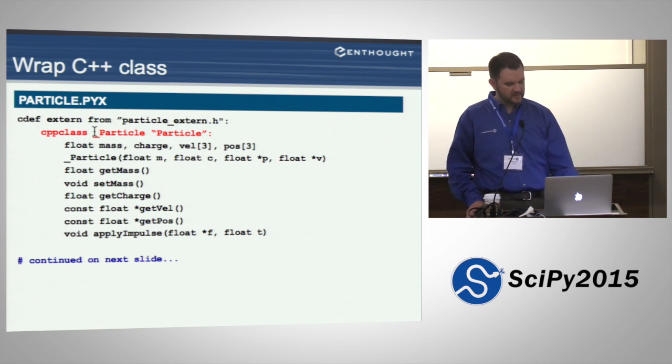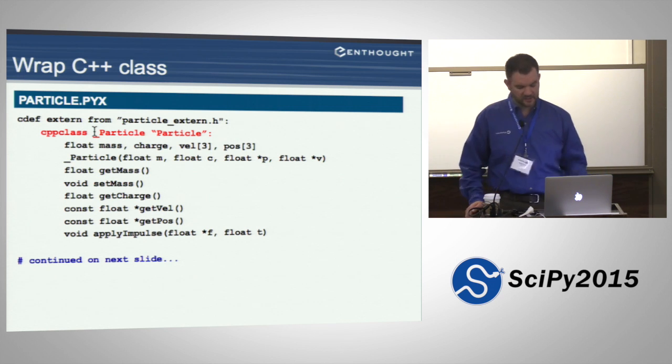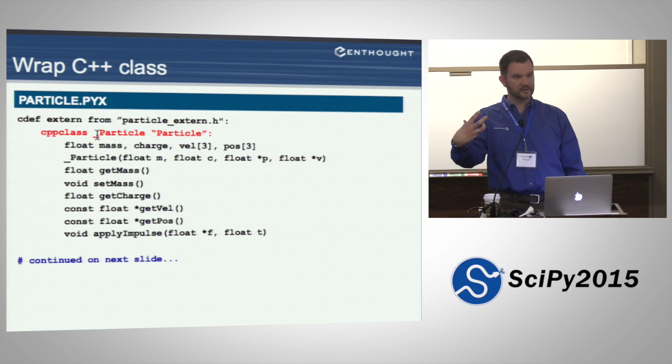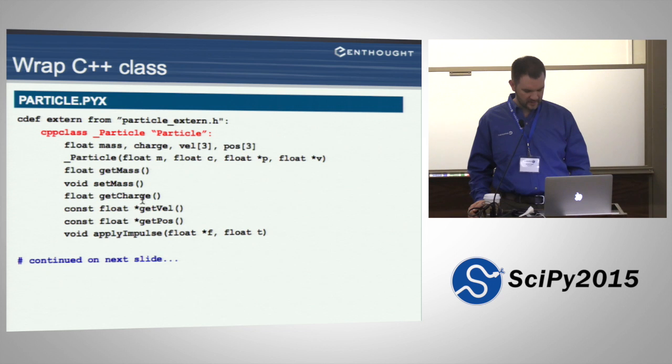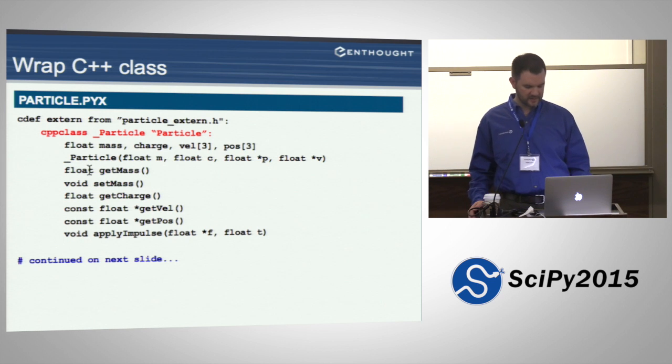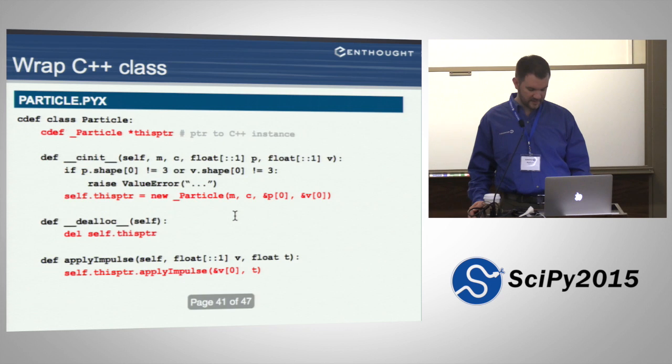You don't have to, this isn't just for cppclasses, you can do this for other things as well, to deal with aliasing and name collisions and that sort of thing. But here we're using it just so that we can call our Python class Particle and distinguish that from the class we're wrapping in C++. And we just declare the interface that we're going to expose to Python. So some attributes, the constructor. We don't have to declare the destructor because Cython assumes it's there already. Some methods, that sort of thing.